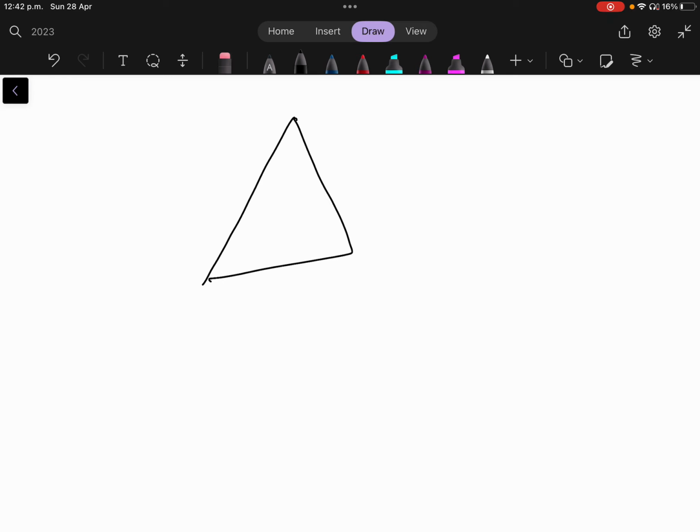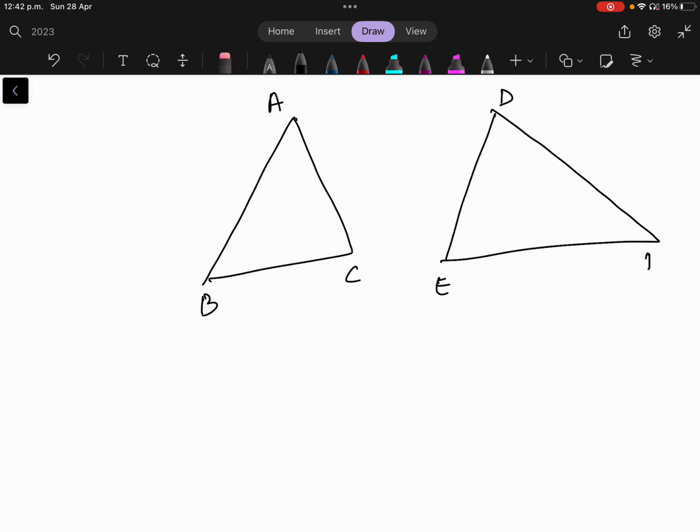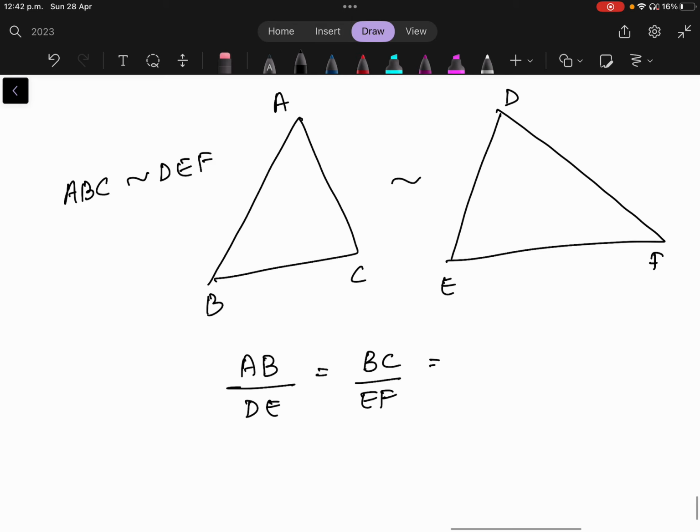And one more thing about similar triangles. If you have one triangle and another triangle, and if this triangle is A, B, and C, and this is D, E, and F, and if we say that they are similar triangles, you can write the ratio of the sides as AB by DE is equal to BC by EF. So similarity should be written as ABC is similar to DEF. Okay, then you can write this equation, BC by EF is equal to AC by DF.